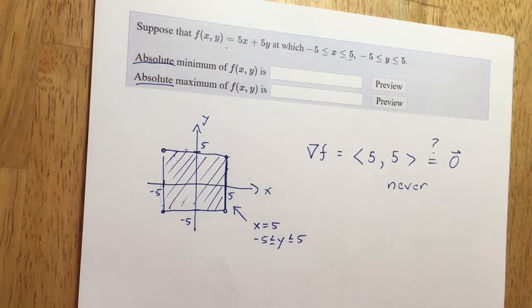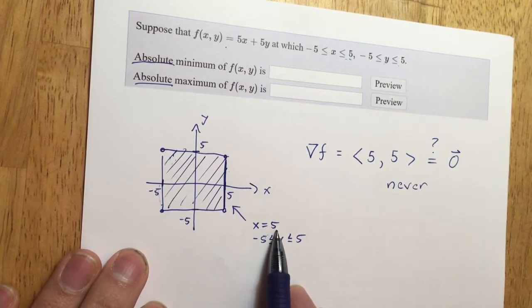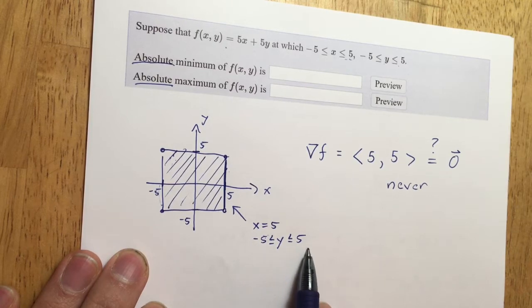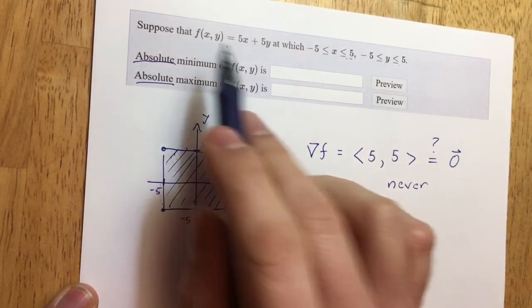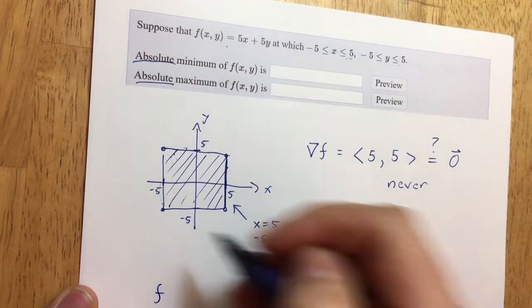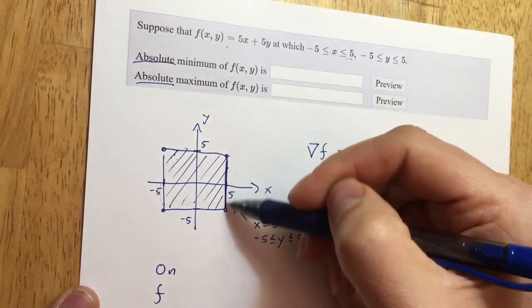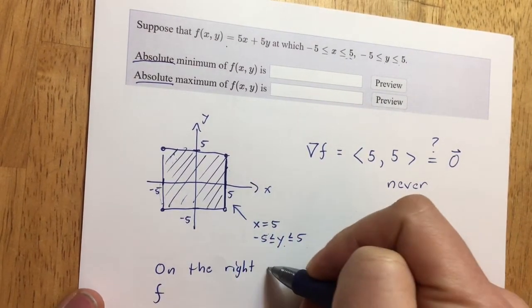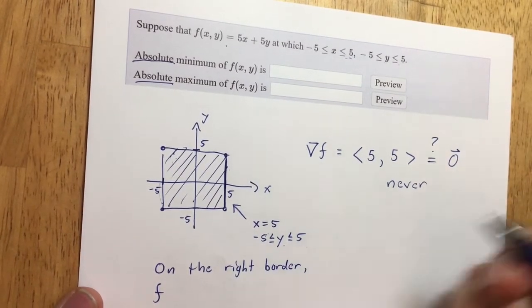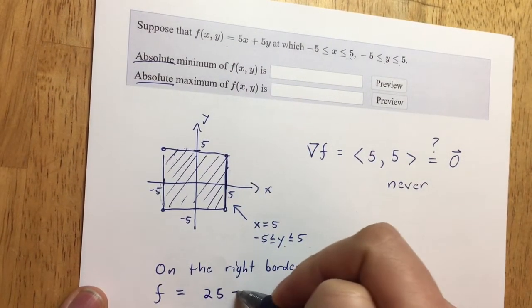So I just want to look at the function under these conditions. What I'm going to do is, in the function, replace x with 5, and look at the resulting function over this interval, viewing it as a function of the only variable that's left, which is y. So if I go back to my function and replace x with 5, let me write this. On the right border of our box, f is just equal to, well, x has become 5, so it's just 25 plus 5y.